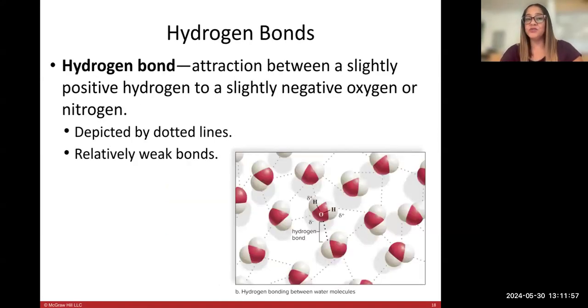Hydrogen bonds are attractions between a slightly positive hydrogen ion and a slightly negative oxygen or nitrogen. It's depicted by dotted lines, and they're relatively weak bonds. They're very easy to break. So the bonds between water molecules are hydrogen bonds.